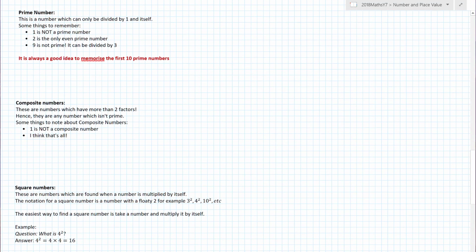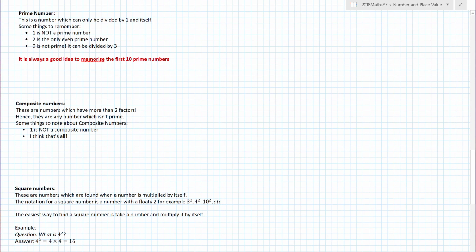So, prime number. Now that we know what a factor is, we've said here, this is a number which can only be divided by 1 and itself. And these are really, really important pieces of information. 1 is not prime. So before you go any further, if ever they ask you to list the first 5 prime numbers, please don't put 1. 2, 3, 5, 7, and 11. Good. Please don't say 9, because as I say here, 9 is not prime either. Why? Because it can be divided by 3.